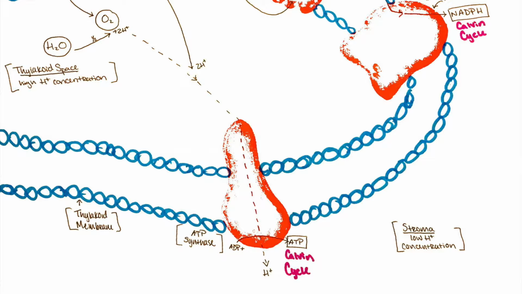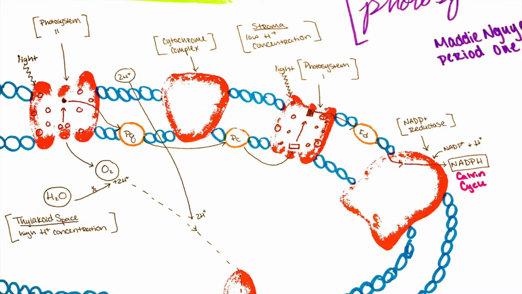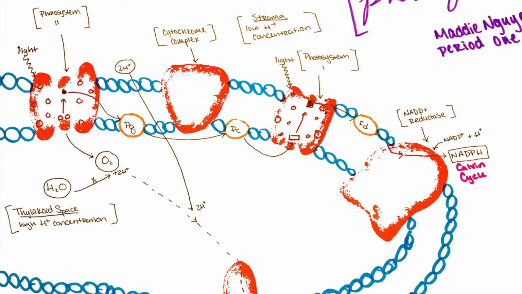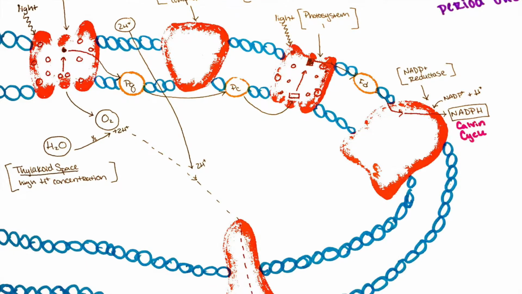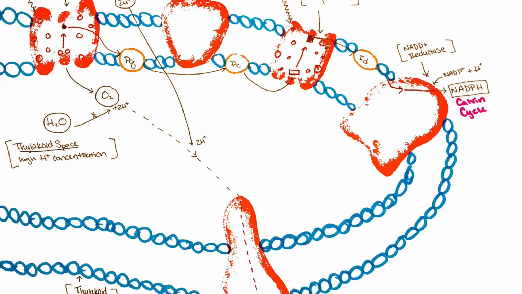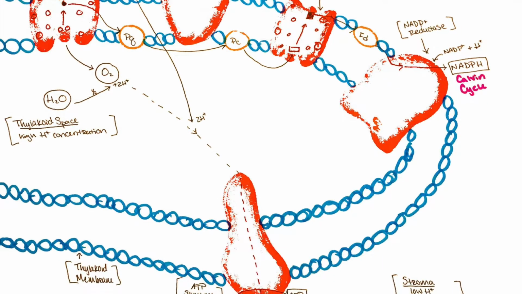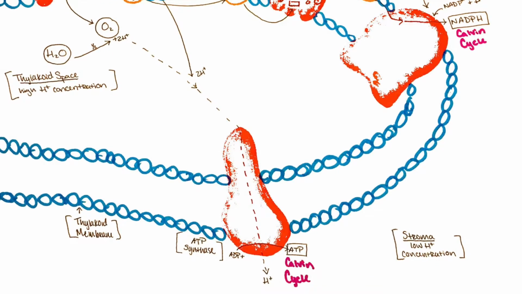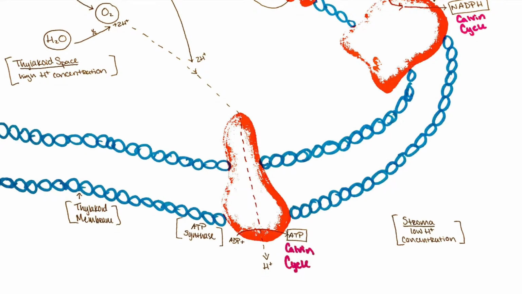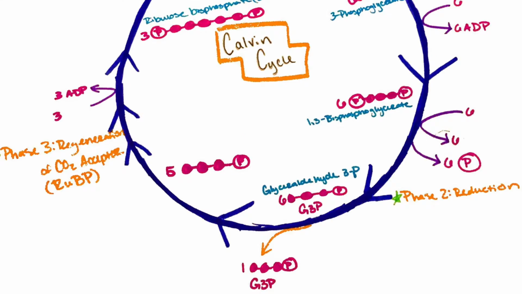Finally, chemiosmosis involves the pumping of protons, or hydrogen ions, into the intermembrane space of thylakoids by using energy released by electron transport along the ETC, followed by diffusion of protons into the stroma down a concentration gradient through ATP synthase to produce ATP. The Calvin cycle takes place in the stroma.